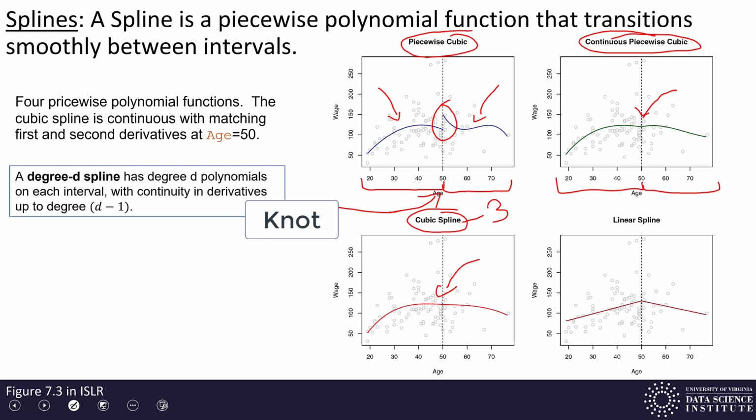And we can think about the degrees of freedom here. Degrees of freedom is how many parameters we have to estimate. Up here, let's start with a piecewise cubic. We had to estimate 3 parameters, right? It's 4 parameters.